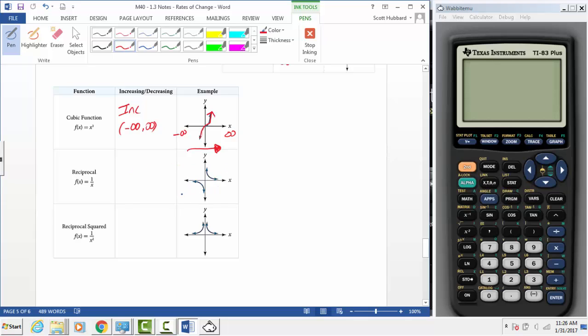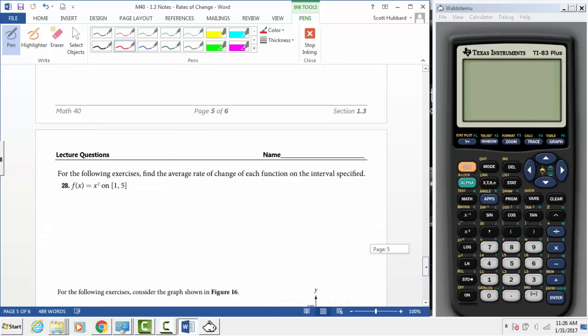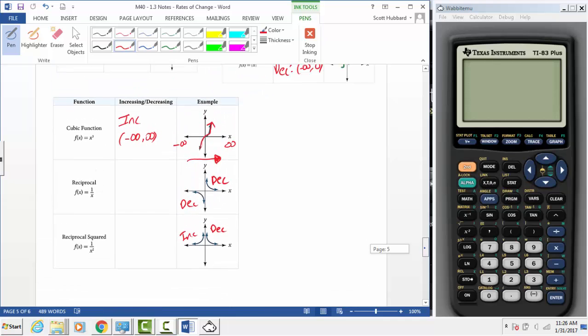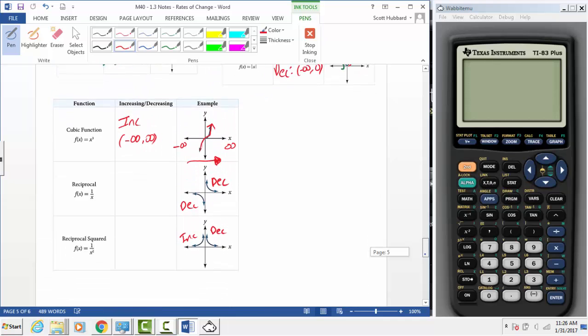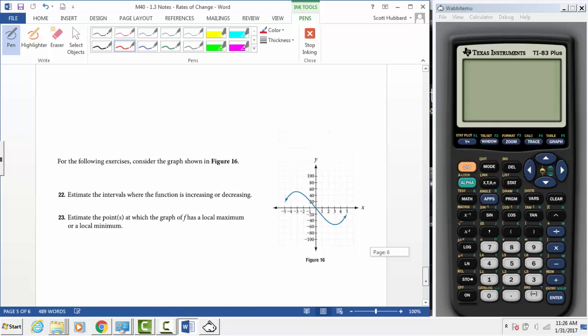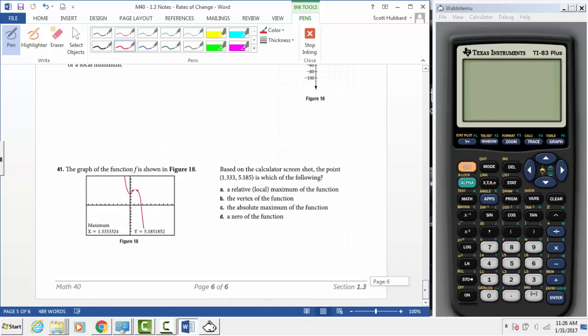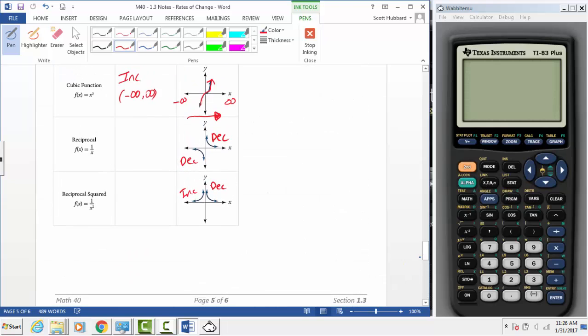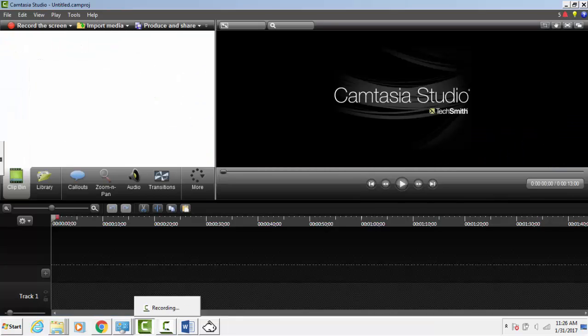Okay. That'll be it. These ones aren't so important, but you can definitely try. This one's decreasing here, and it's also decreasing here. And this one is increasing here, but decreasing here. Okay, that'll be it. I'll post the answers.